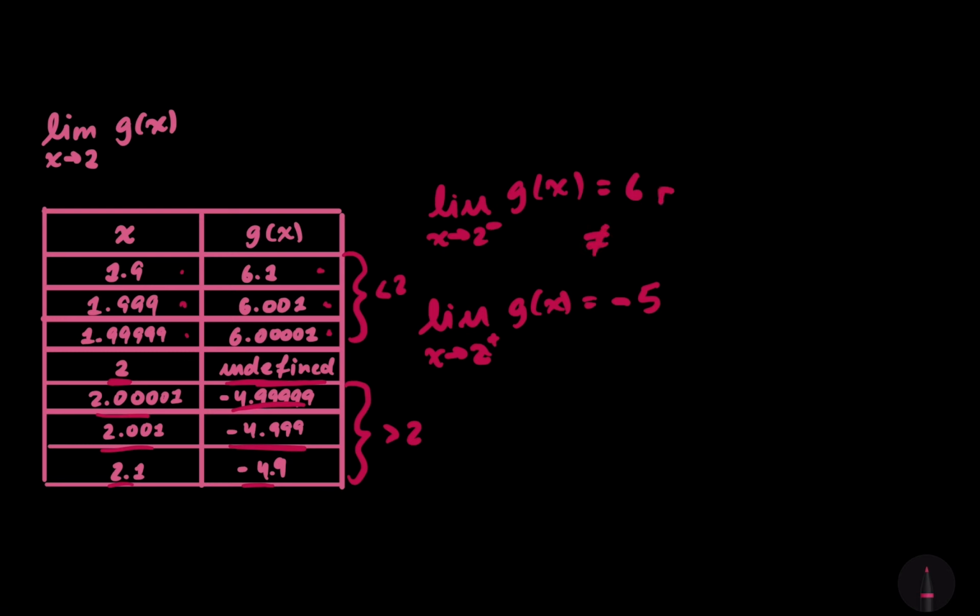So these two both exist, but they aren't equal to each other. So we can't say that the total limit is going to exist. So we can say that this right over here does not exist.